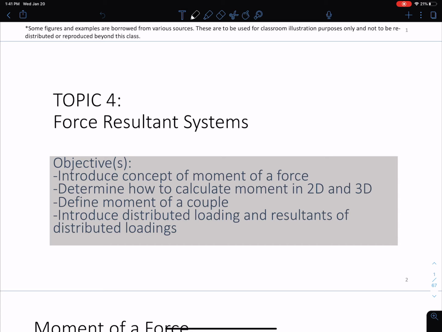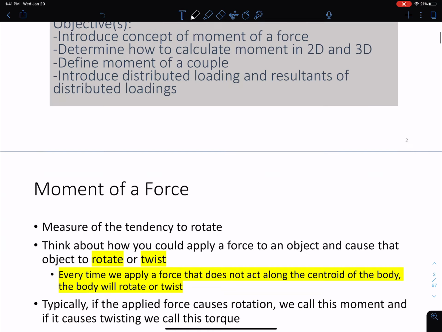We're going to talk about the moment of a couple. And then lastly, which is also very important, we're going to introduce distributed loads and talk about how we can get the resultant of a distributed load, which is a precursor to what you'll be doing a lot in mechanics of materials and structural analysis.